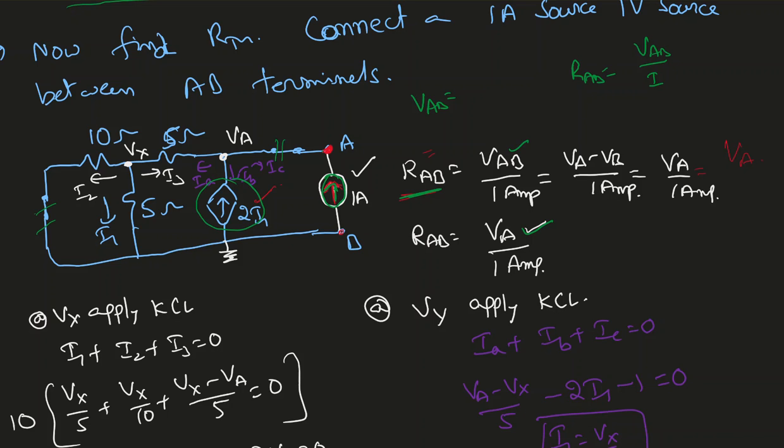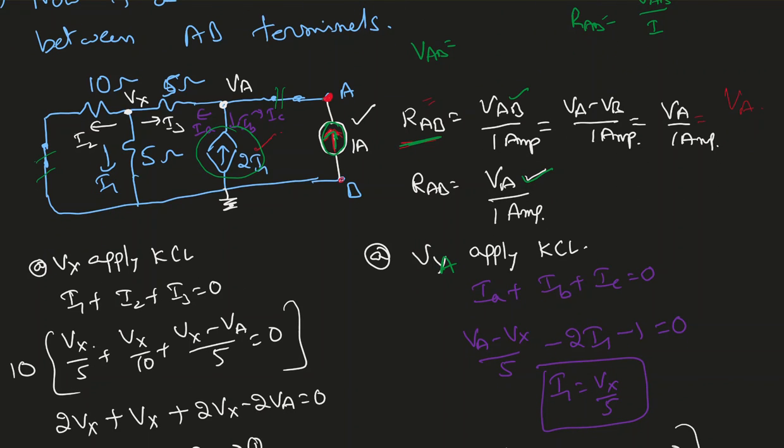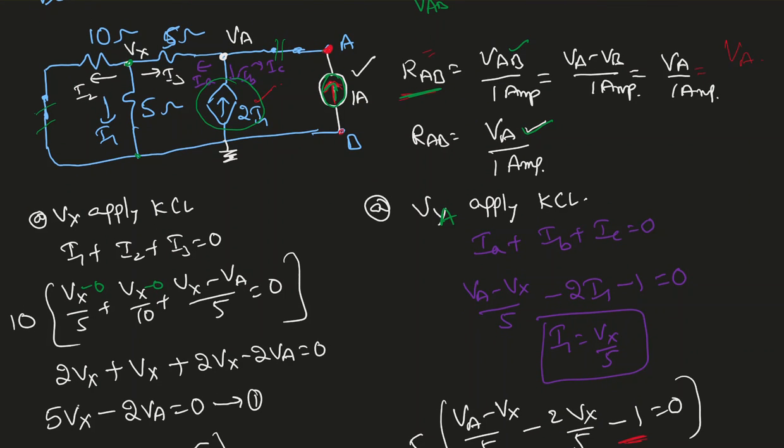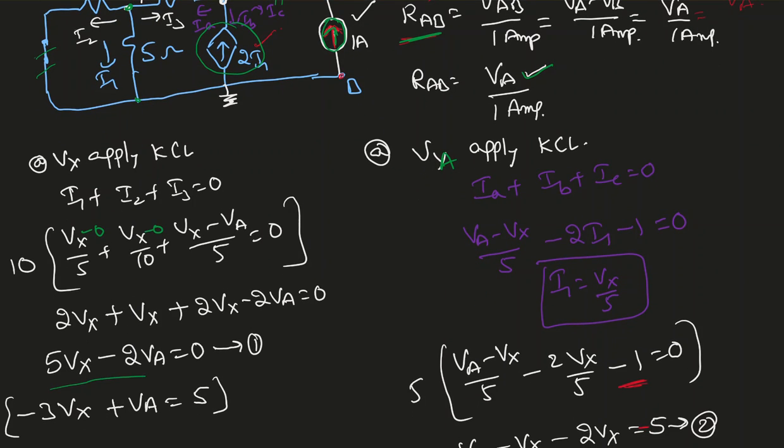So I need to again find the VAB. Here I'm going to say Vx, and here VA. At Vx apply KCL. I'm taking I1 down there, I2, I3. I1 plus I2 plus I3 equal to 0. I1 is nothing but Vx minus 0 over 5. I2 is also Vx minus 0 over 10. I3 is Vx minus Va over 5, equal to 0. So the total is 5Vx minus 2Va equal to 0. This is my first equation.